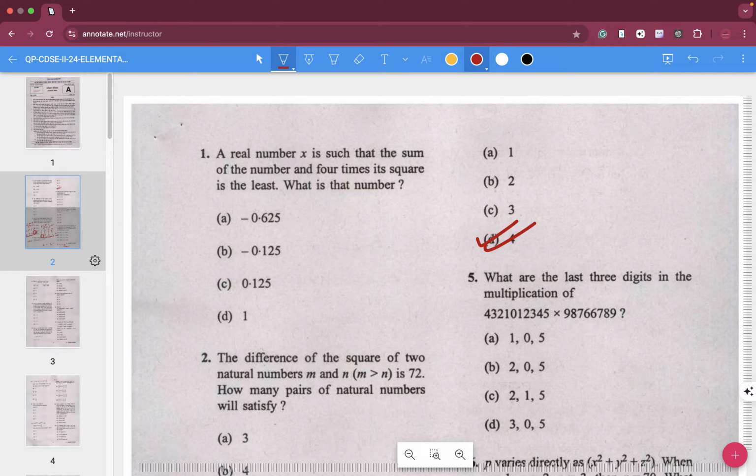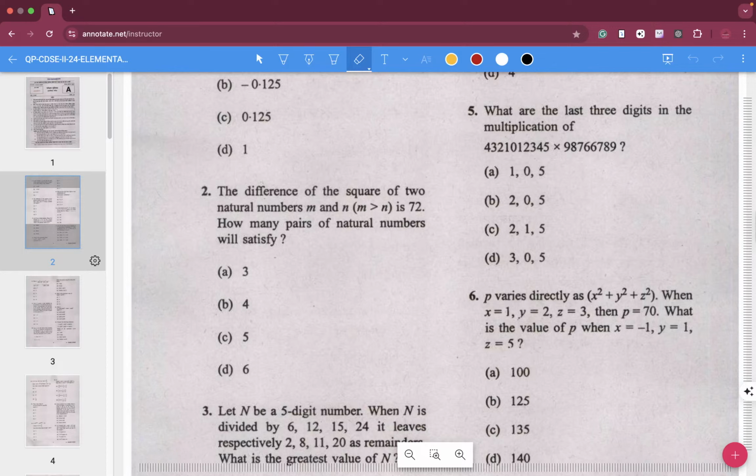Now the next question is, what is the last 3 digits in the multiplication of, question number 5. They have given you this number and this number, and they are asking for the last 3 digits of the multiplication.